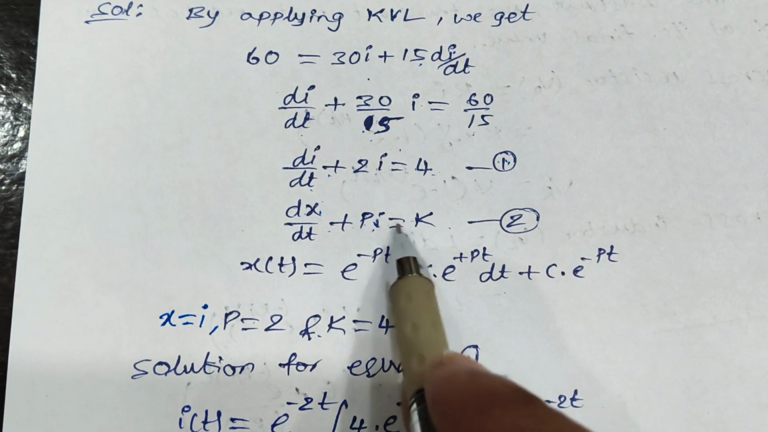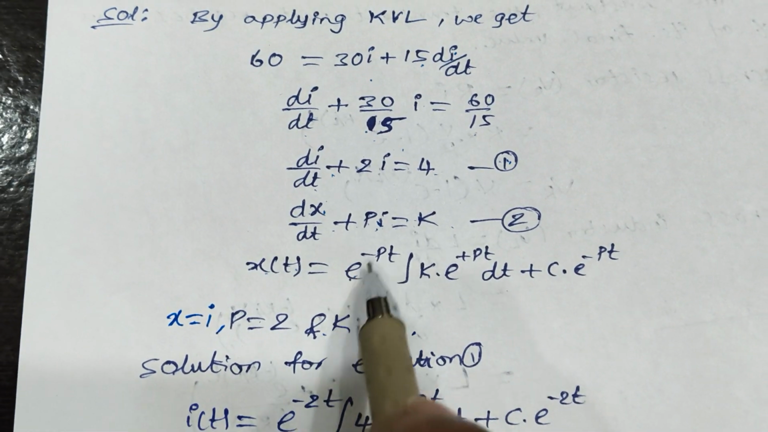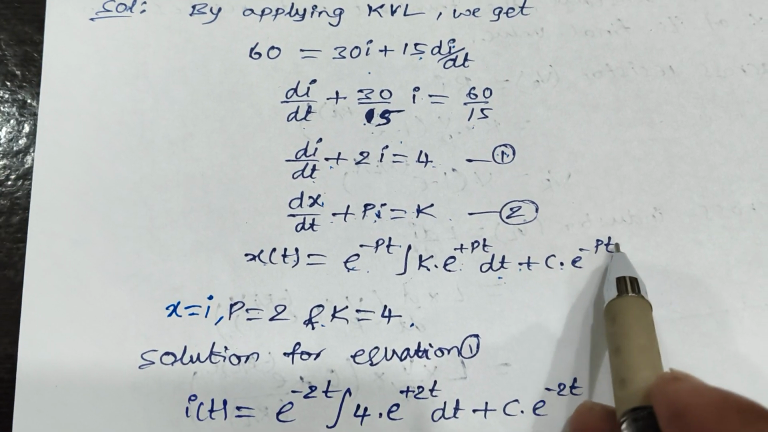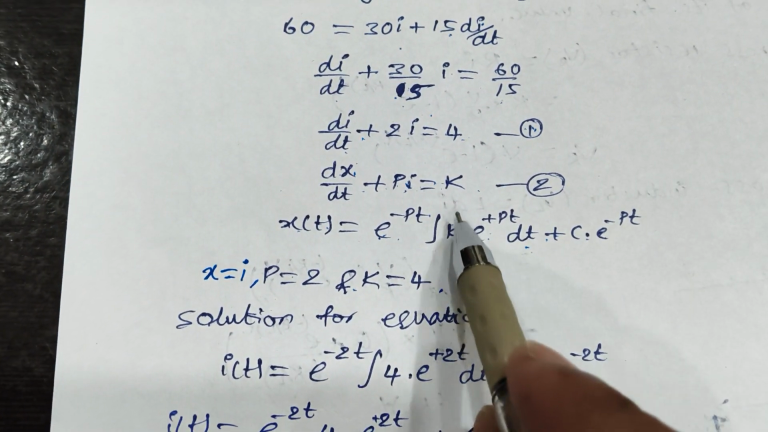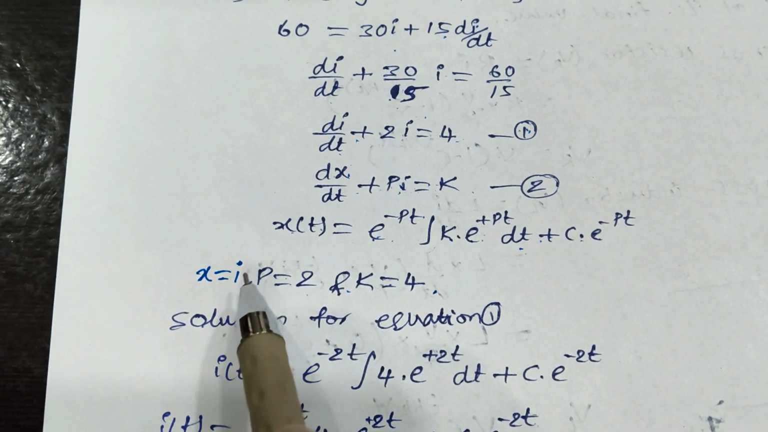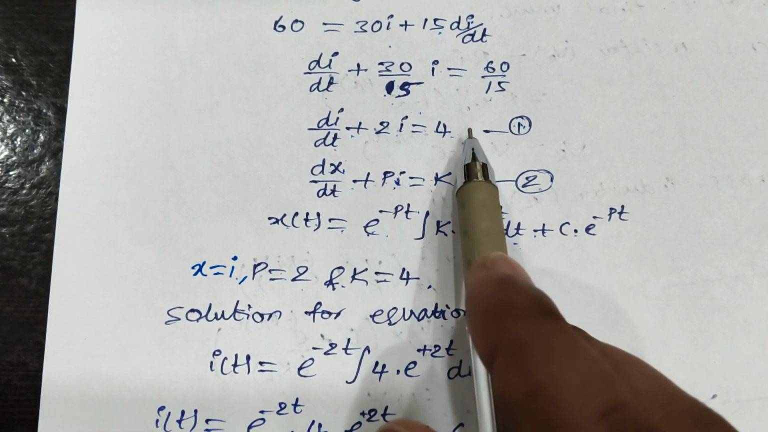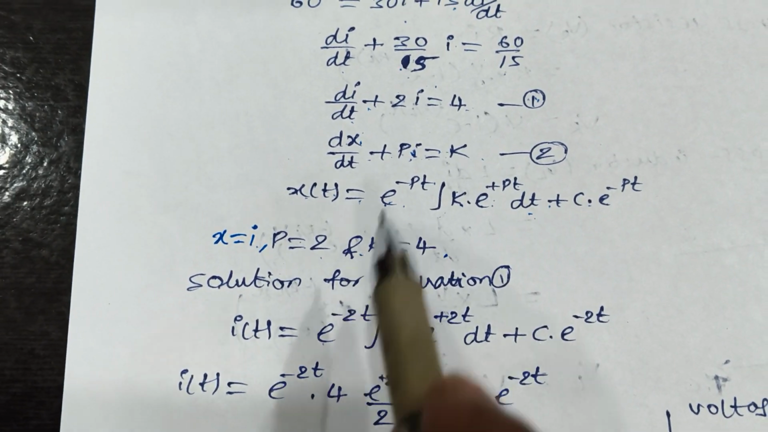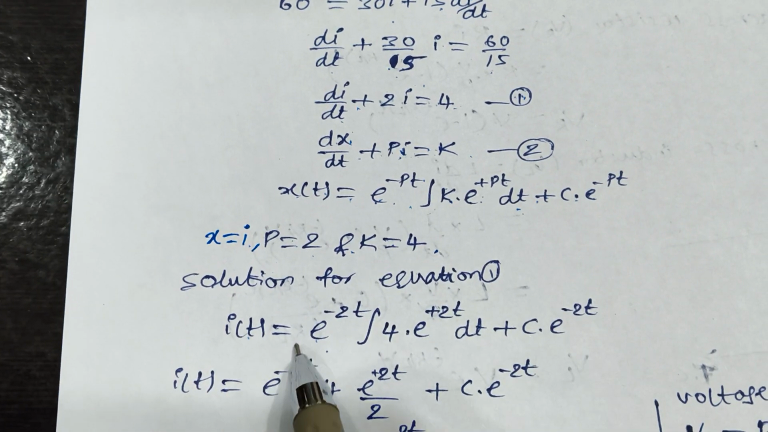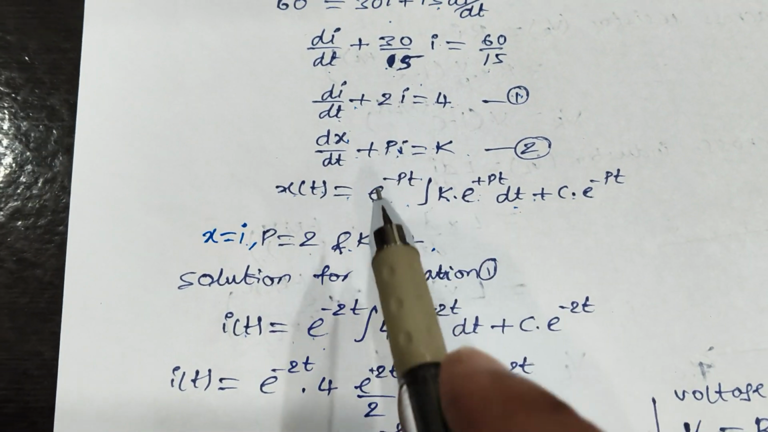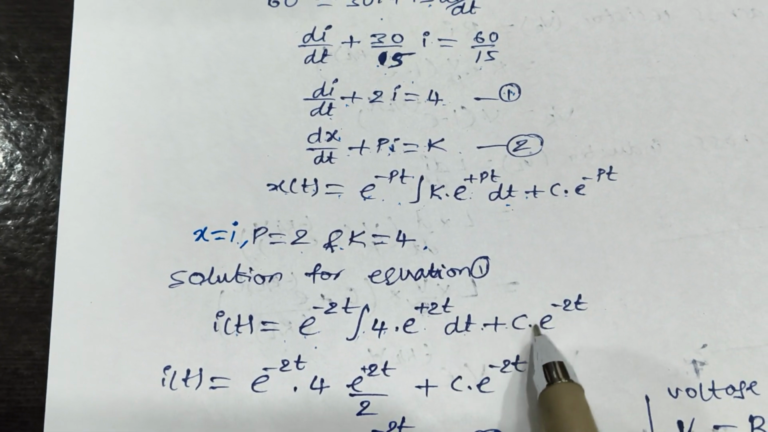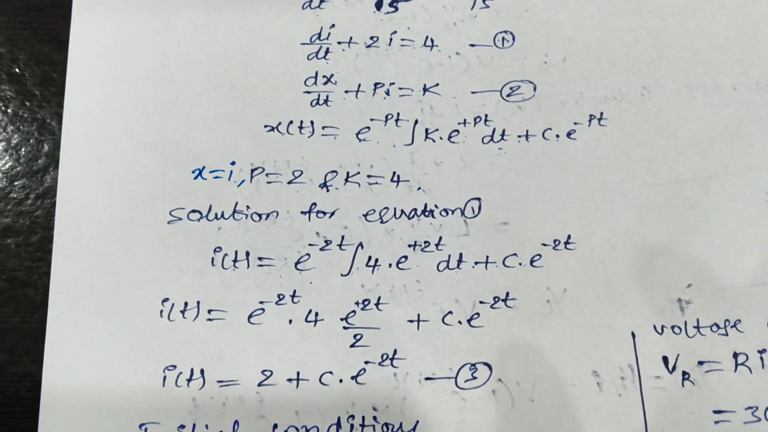For the known differential equation, the solution is nothing but x of t is equal to e power minus pt integral k into e power plus pt into dt plus c into e power minus pt. If you compare these two equations, we got these terms. You can substitute the same in this solution so that you will get the solution for the first equation also. i of t is equal to e power minus 2t, p is equal to 2, e power minus 2t integral 4 into e power 2t into dt plus c into e power minus 2t.